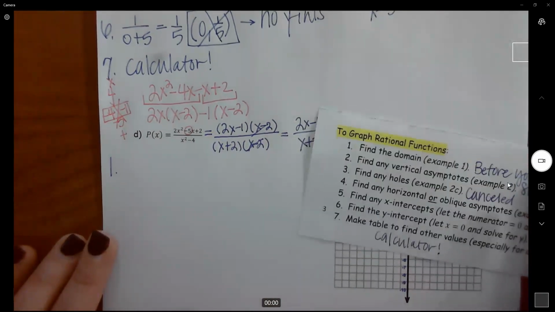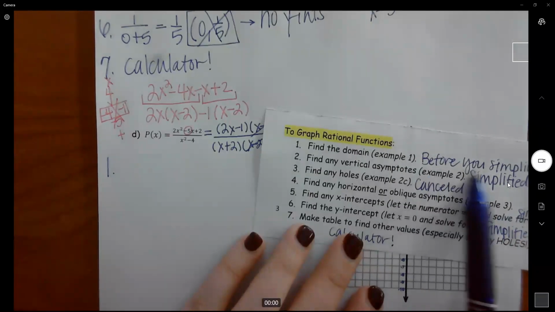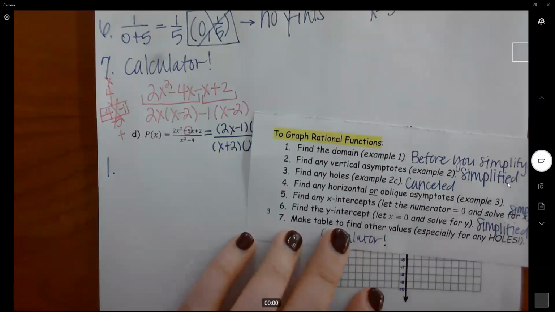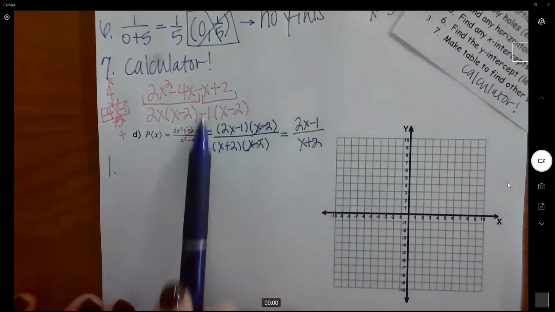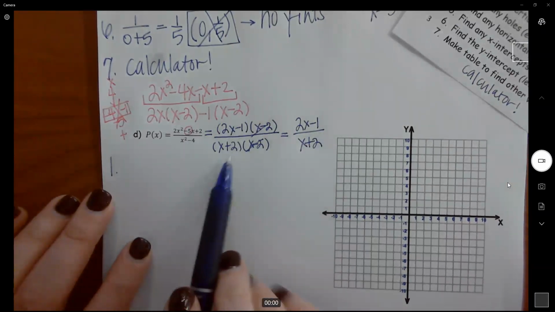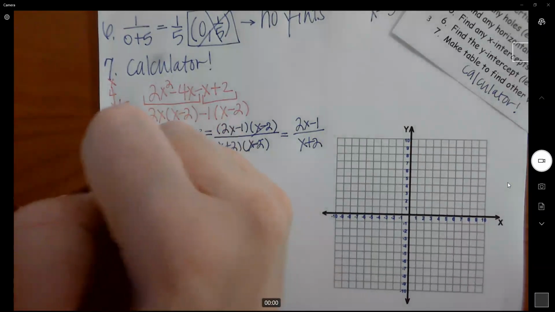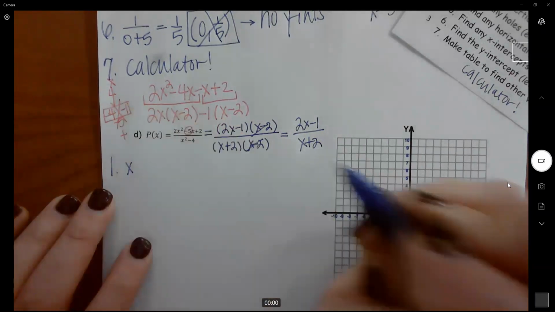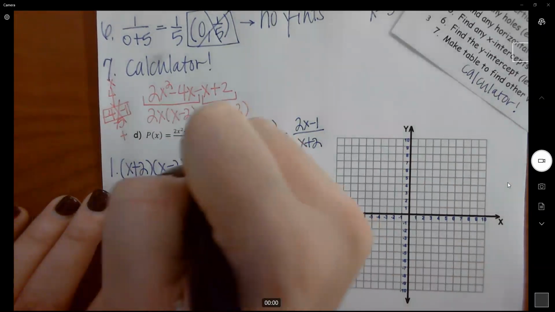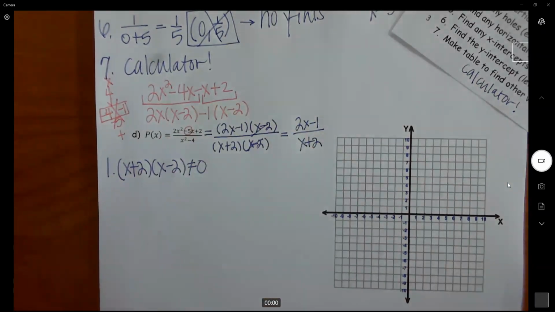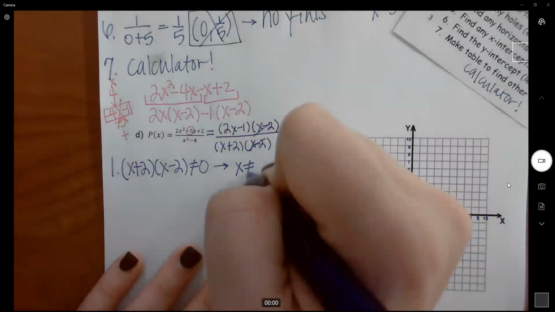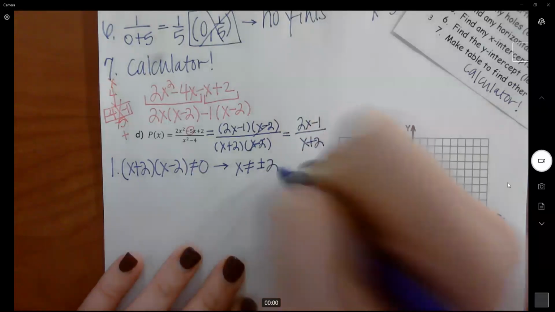Number 1, we need to find the domain. And we find the domain by looking at the rational function before it is simplified, before things cancel. So I'm looking at this right here. It's got to be in factored form, but it's before things cancel. So my denominator, I'm setting the bottom equal to 0. Technically, to not equal 0. And so here we get our domain: x cannot equal plus or minus 2.